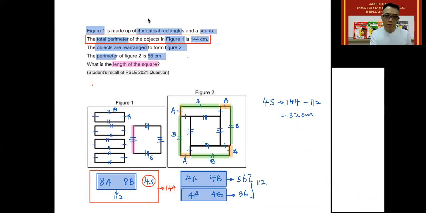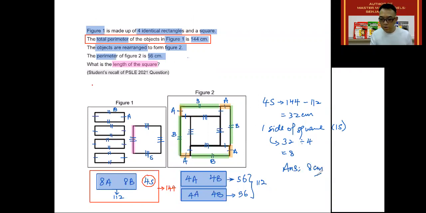The question is asking you to find one side of the square, the length of the square. And so my final step is to find one side of the square, which I know to be one side, 1S. And since 4S is 32, then 1S is 32 divided by 4, giving me 8. And the answer is 8 centimeters for one side of the square.